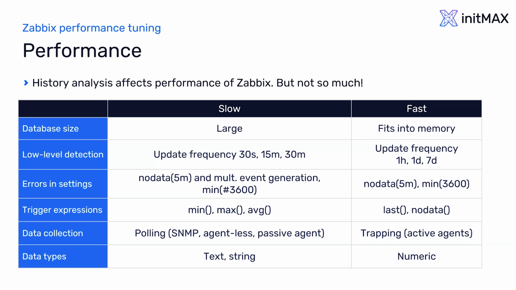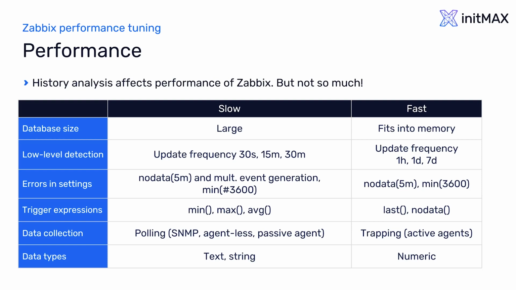Errors in the settings, like no data and multiple event generation. Multiple event generation is a huge problem in Zabbix, and I think it still is and will be until we have a problem event correlation engine, which right now is promised for Zabbix 8.0, because sometimes the things that we monitor don't really have recovery operations, like something with the logs. It's written only when the problem happens. It doesn't write anything when it recovers.